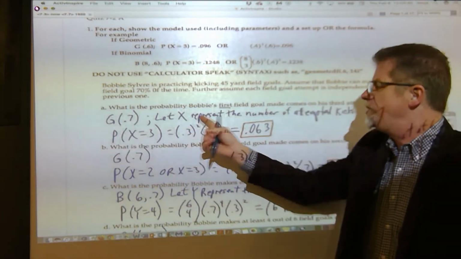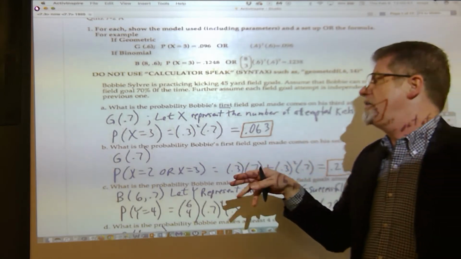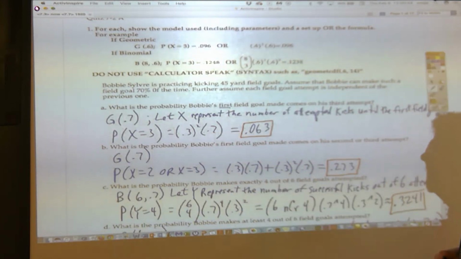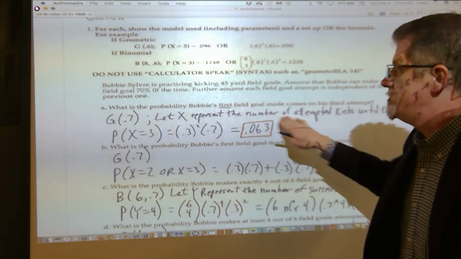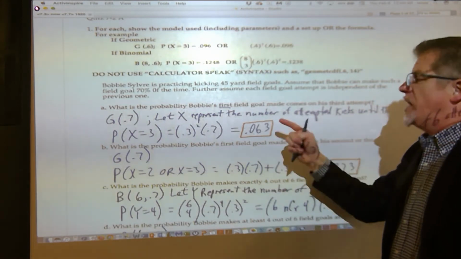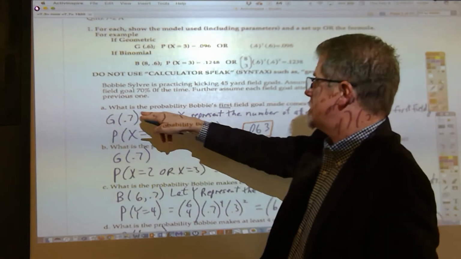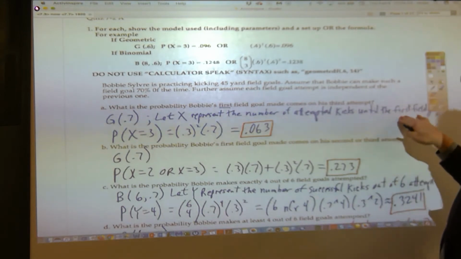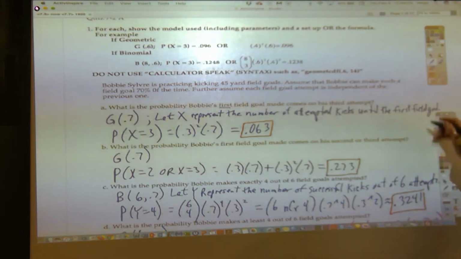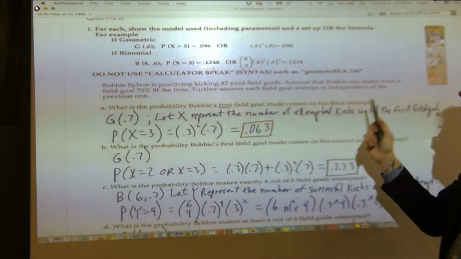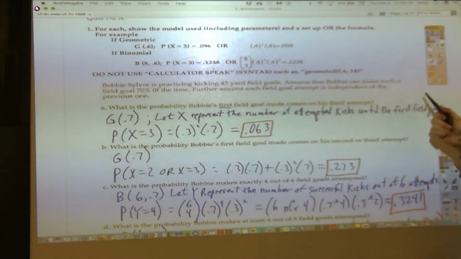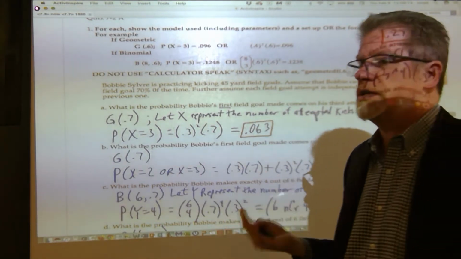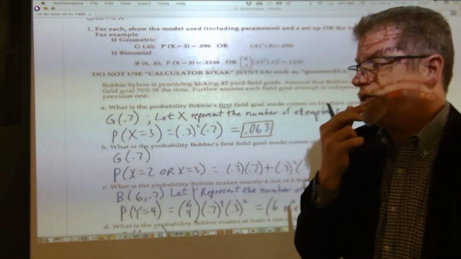You have to define your variable. You can't say let x equal attempts or x equals kicks, or you'll lose that point. When you're defining a variable in a geometric setting, the word first has to be in the definition, and it's got to be in context. Let x represent the number of attempted kicks until the first field goal. If you did not use this level of specificity in defining x, then you're going to lose that point on today's quiz.